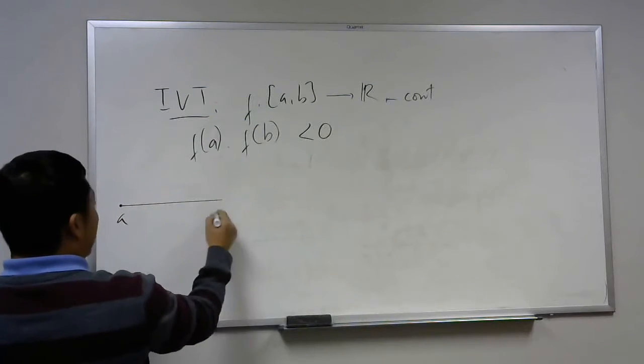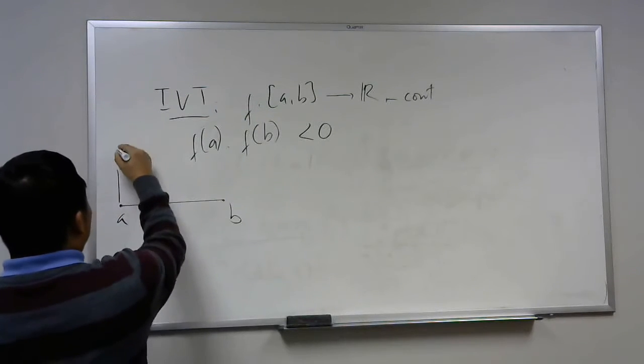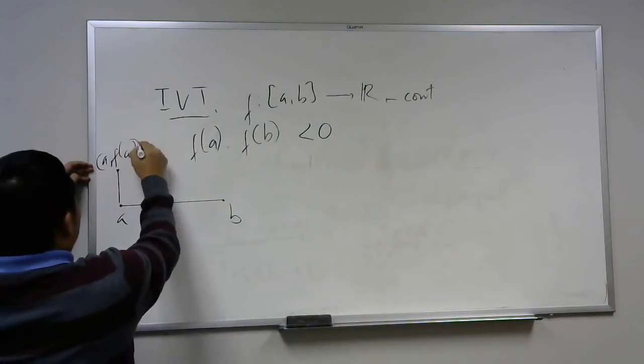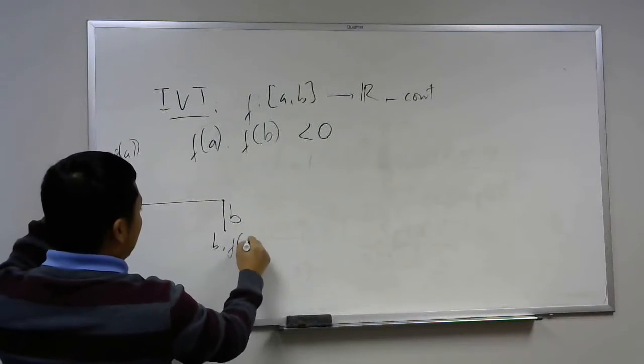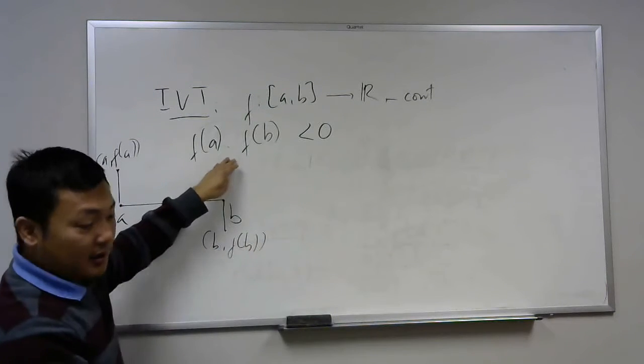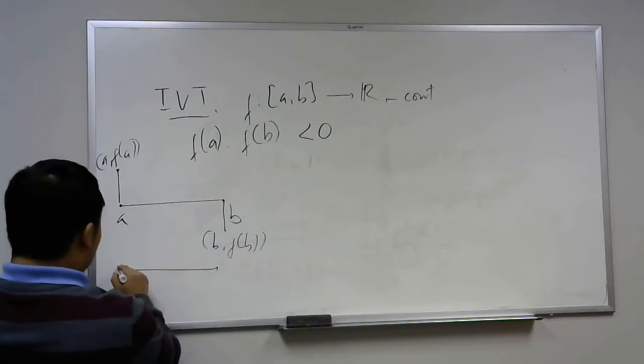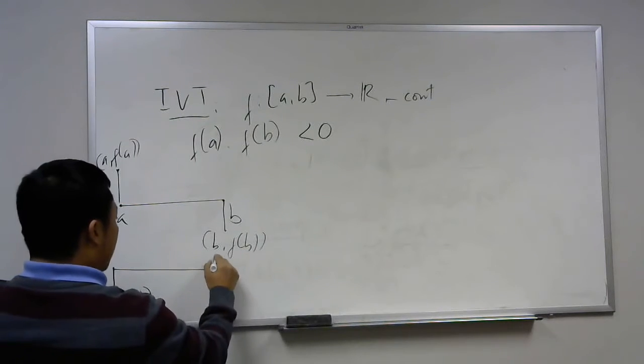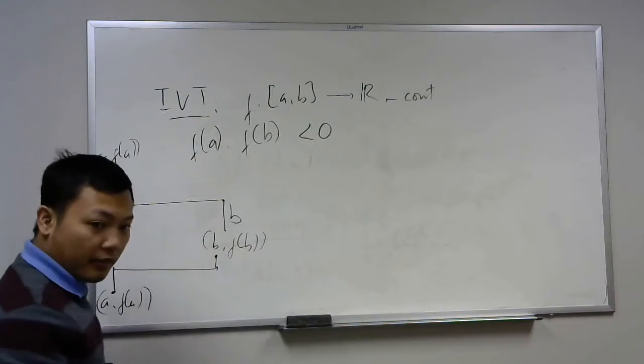This is A, this is B, right? Maybe f of A is above the x-axis. So this is A, f of A, and here we have B, f of B, because the product is less than 0. Or here is A, f of A, and this is B, f of B.